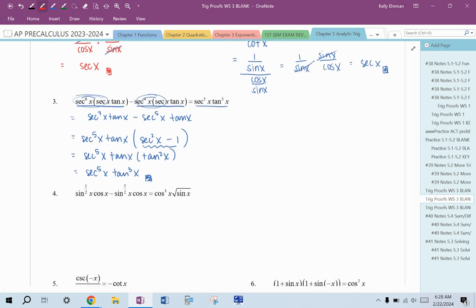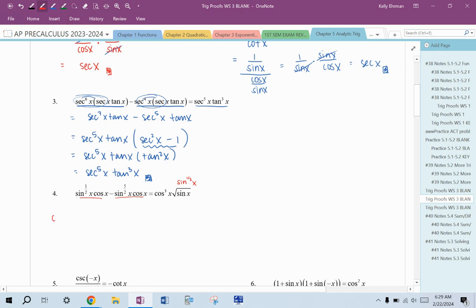Now, number 4 is the same idea. You still have a GCF on this side. And I just want to remind myself, where does the square root come from? Remember, that's the same thing as sine to the 1/2 of x. So we're looking to get cosine cubed sine to the 1/2. So what's the GCF here?